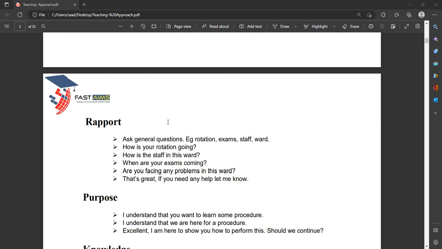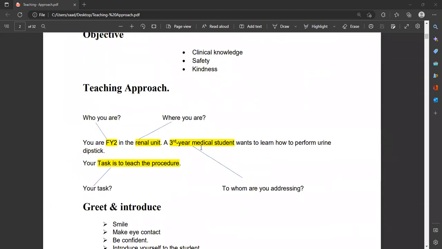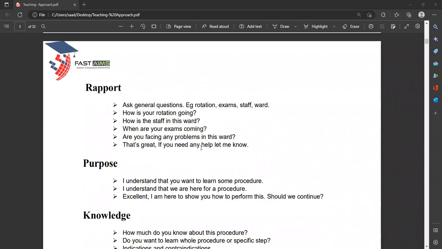In the beginning I told you that it is a third year medical student. So it is possible that the student is on the rotation here in our ward, in the renal ward. So you can ask general questions. If he's on the rotation, you can ask about the rotation. I wrote down a number of questions that you can ask, like how is your rotation going? How is everyone in the ward? Are you learning new things? Is there any difficulty? When are your exams approaching? When are your exams coming?